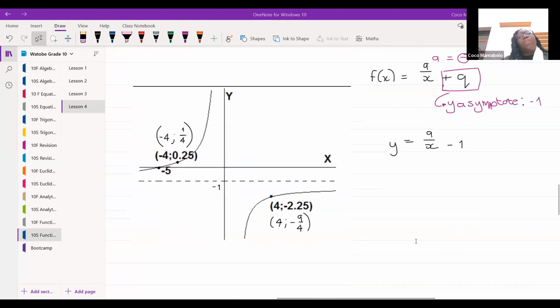Now, if we look at this one, it is in quadrants 2 and 4, which means our A value must be negative. And we know that our Q value is our Y asymptote. And in this case, our Y asymptote is -1. Then we choose a point. They've given us 2 points. You can choose whichever one you want. Sub the X value in, sub in the Y value, calculate for A.